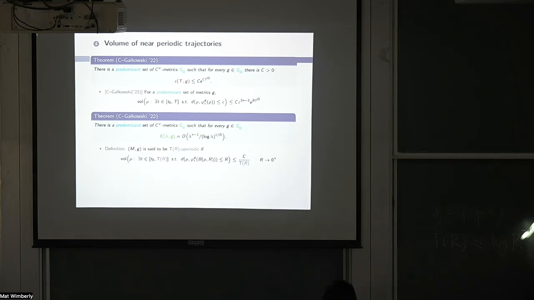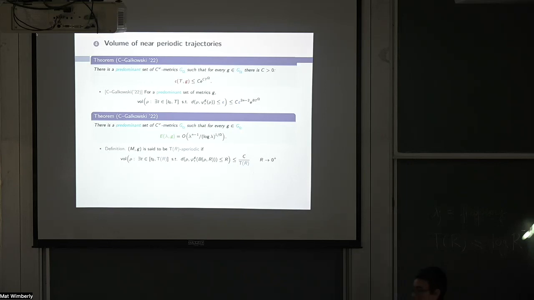Then what I need is that if you're one of those directions that are coming close to being periodic, then the volume of all such directions needs to be controlled by a constant divided by T of R. And this needs to be true as R goes to 0. So if you were to choose logarithm of R inverse, the volume needs to at most grow like a constant divided by logarithm of R inverse. So it has to go to 0 and in a controlled way.